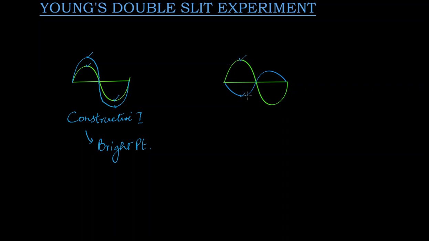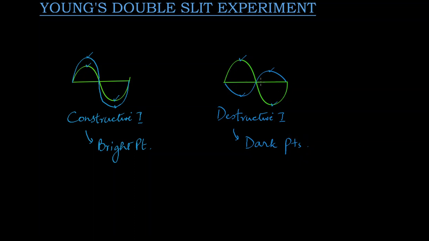or coincides with the trough of the other wave. The trough of one wave coincides with the crest, the crest of one wave coincides with the trough of the other wave. Then this type of interference is called destructive interference. And whenever at points where destructive interference happens, you get dark points. Okay, why do you get dark points?